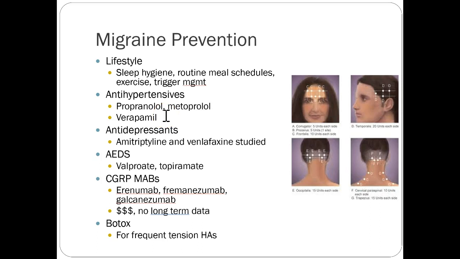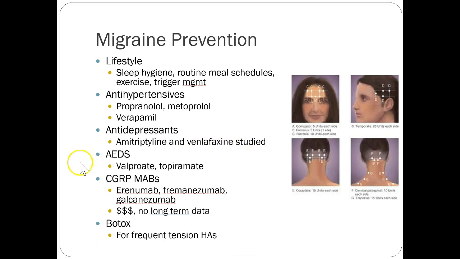There are a couple of antidepressants, specifically one called amitriptyline, which is a tricyclic antidepressant, and a drug called venlafaxine. Both of these drugs block the reuptake of serotonin and norepinephrine in the central nervous system, so they can have some positive effects for migraine patients. And if you have a patient with comorbid mental health disease as well, it can be a nice drug that does two things at once.